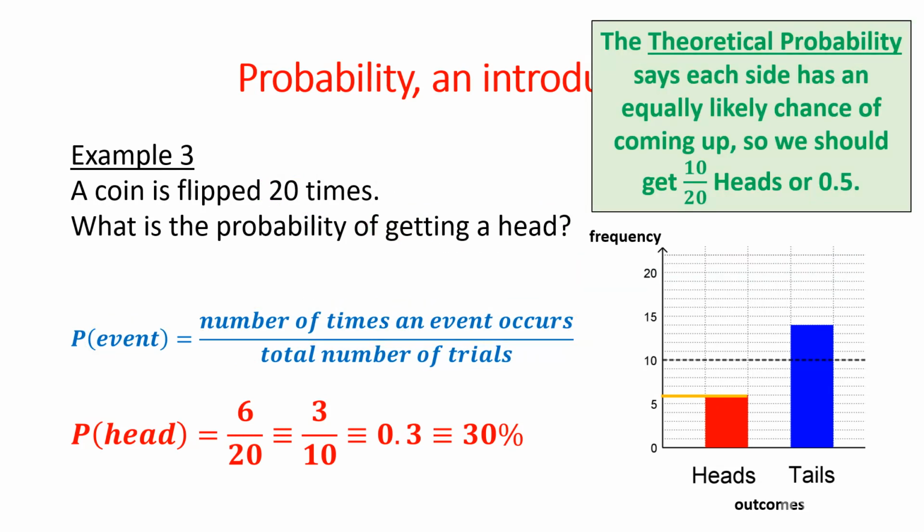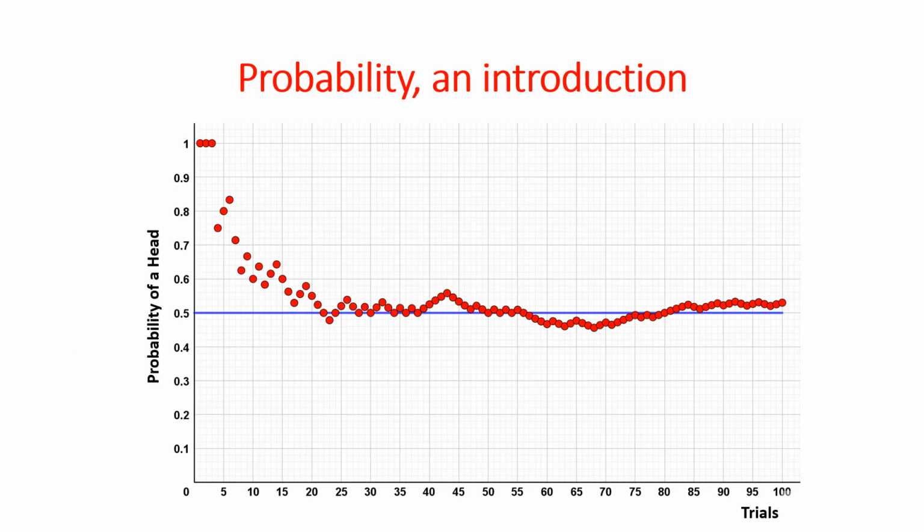Now, the theoretical probability says each side has an equally likely chance of coming up. So we should get 10 out of 20 heads, or 0.5 is our probability. And quite often we find that the experimental probability takes a wee while to actually show what the theoretical probability is as well.